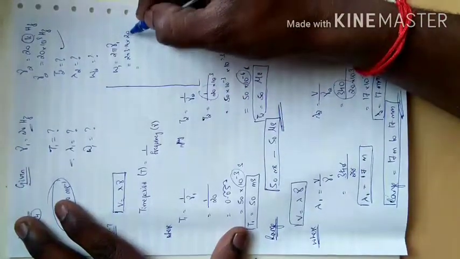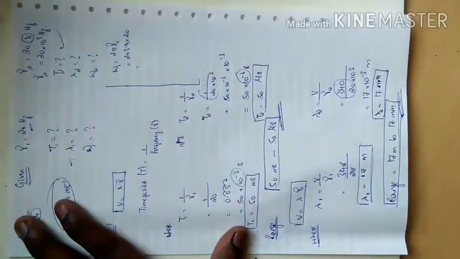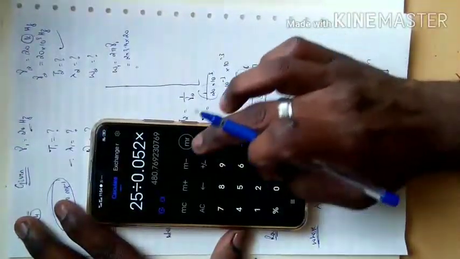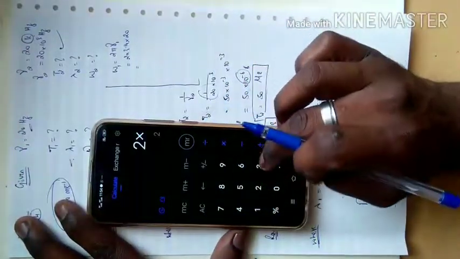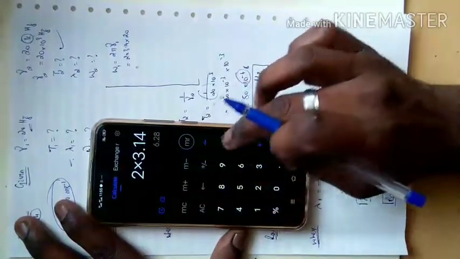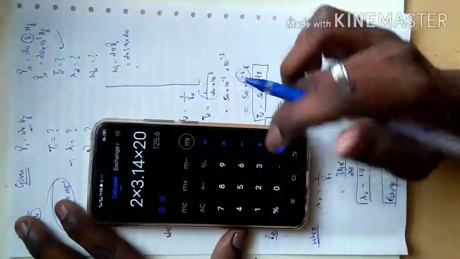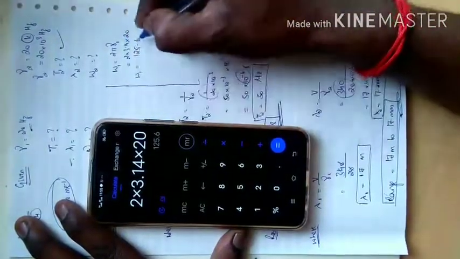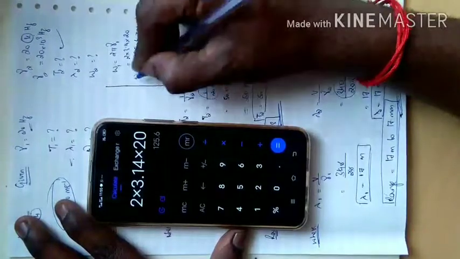2 into 3.14 into 20. That is, take your calci and start doing it. 2 into 3.14 into 20, that is 125.6 radian per second.